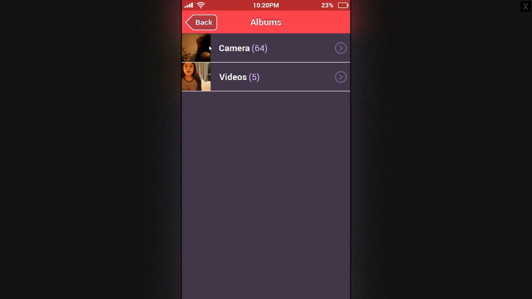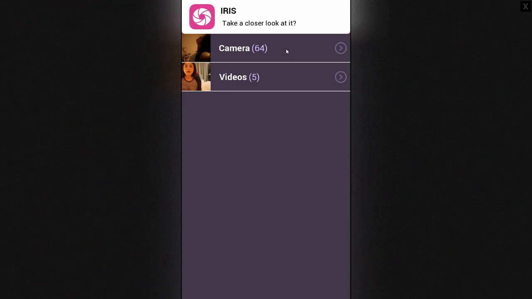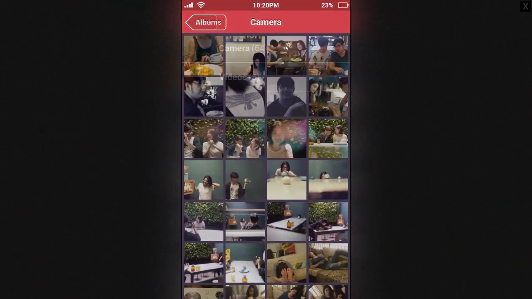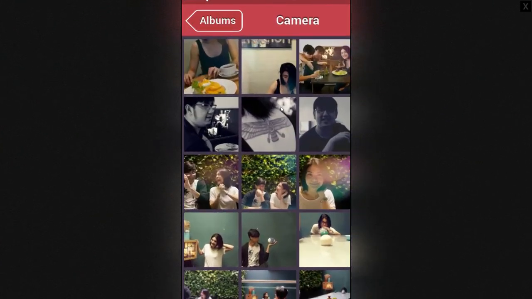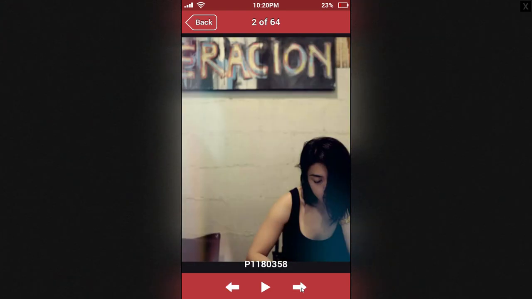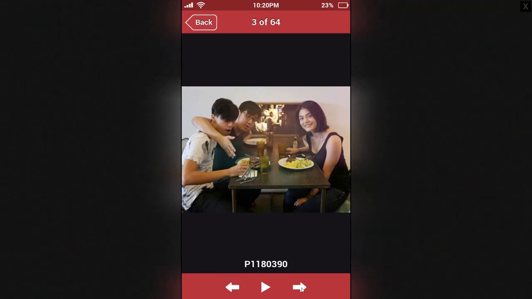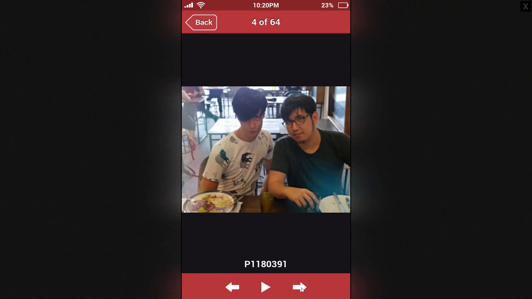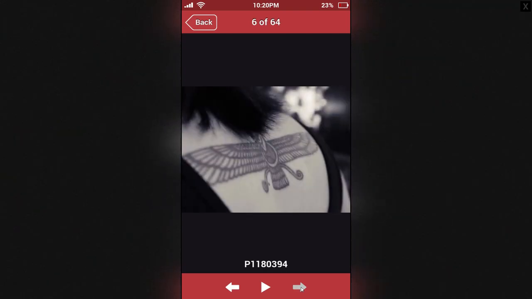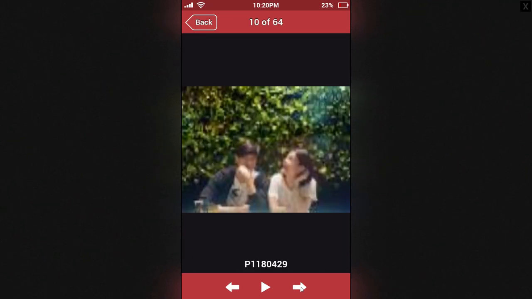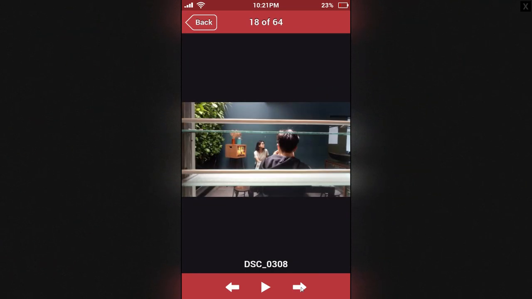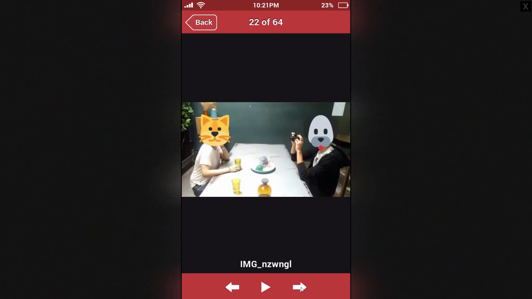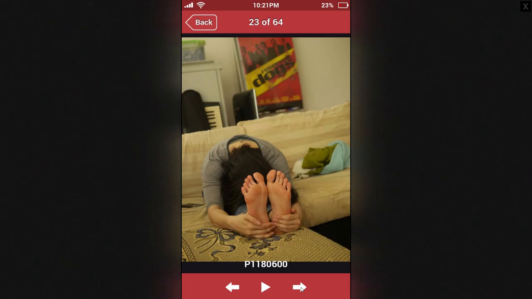Camera. Ooh, that one looks pretty creepy. There's a strange photo. Take a closer look at it. I don't want to. What is that? Okay. Got the hair in the face. Eating some food with some friends. That looks like James and Derek. Yeah, James and Derek. Oh, that's a cool picture. Wow, she is flexible.